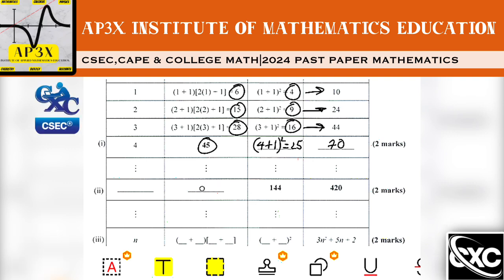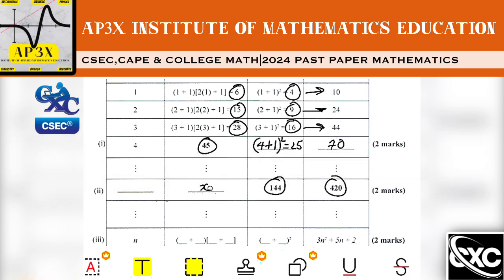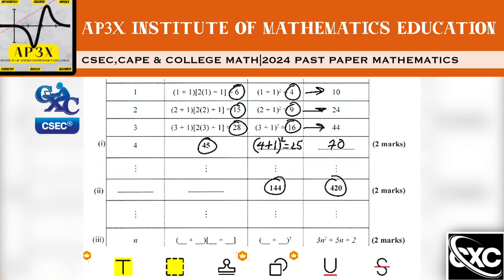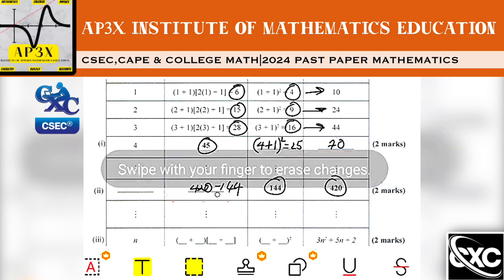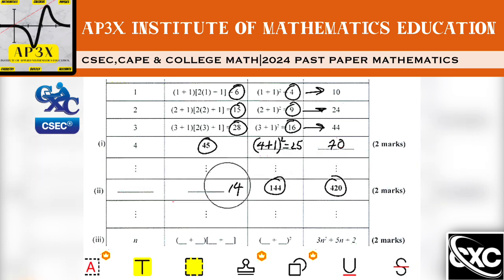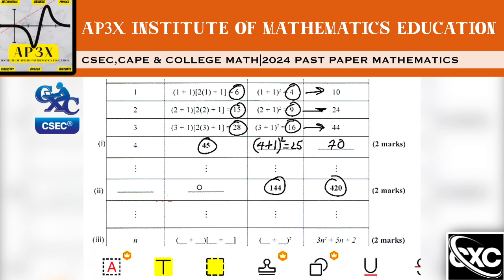Now since we know that whatever number is here adds to this to give us 420, we can easily say that this missing spot here is going to be 420 minus 144. So 420 minus 144 will give us 276. Okay, so that's going to be 276. That goes here.